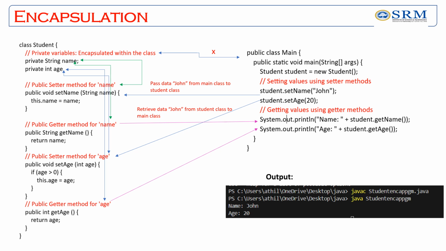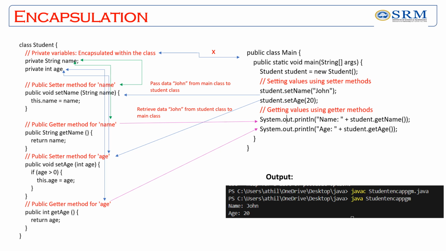Another important thing is that here I have declared all the setter and getter methods. The access specifier I used here is public. It means these methods can be accessed outside the student class. So any class outside the student class can access these setter and getter methods.